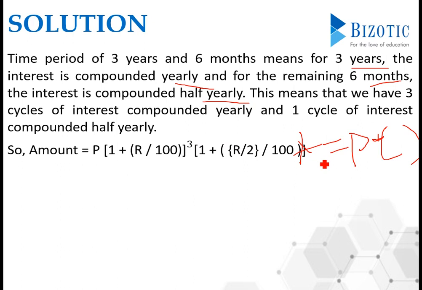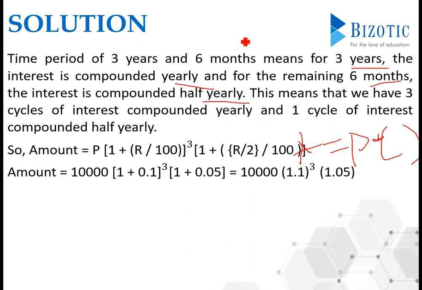Now we will substitute the given parameters. P is 10,000, into 1 plus 0.1 whole power 3. Here r will be 10 divided by 100, which gives 0.1, into 1 plus 0.05. Same thing, 10 by 2 is 5, and 5 divided by 100 is 0.05. So this is equal to 10,000 into 1.1 whole cube into 1.05.